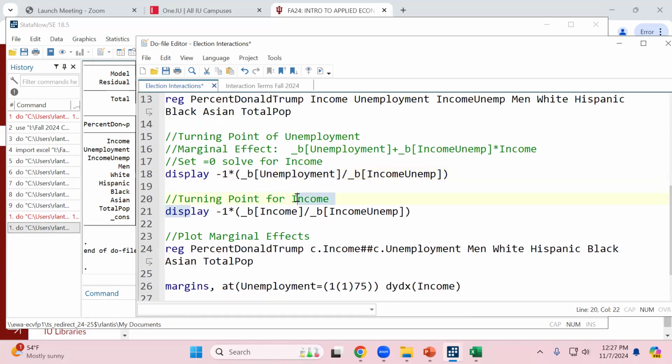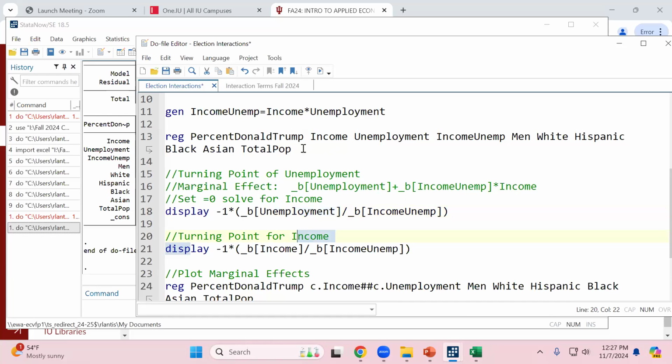The turning point for income here would be if I take a derivative of this function with respect to income. That would give me the coefficient on income plus the coefficient on the interaction term times whatever the value I interacted it with, which was, well, hold on. Let me write this out for you. So actually, I think I have it right here. There we go. Right, it was the coefficient on income plus the coefficient on the interaction term times unemployment.